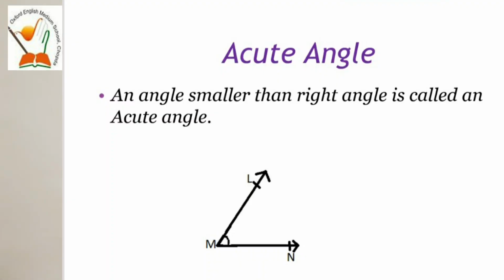Let us consider the first angle, that is acute angle. When the angle between two rays having one common endpoint is less than 90 degrees, then that angle is called an acute angle. So, an angle having a measure less than 90 degrees is called an acute angle. Let us see a figure of acute angle LMN. In this diagram, we observe angle M is less than 90 degrees. This angle has two rays, ray ML and ray MN, and these two rays have one common endpoint, that is M.